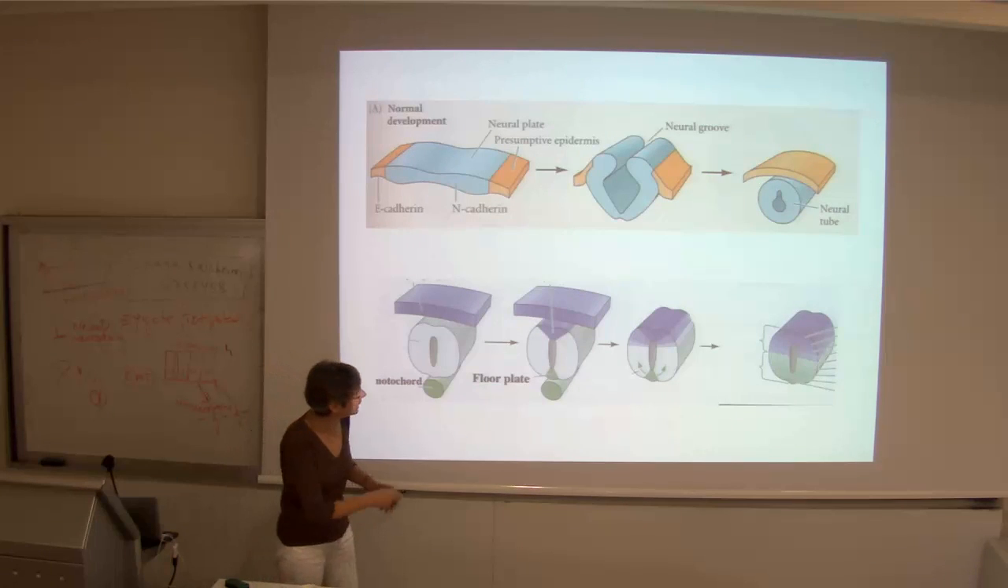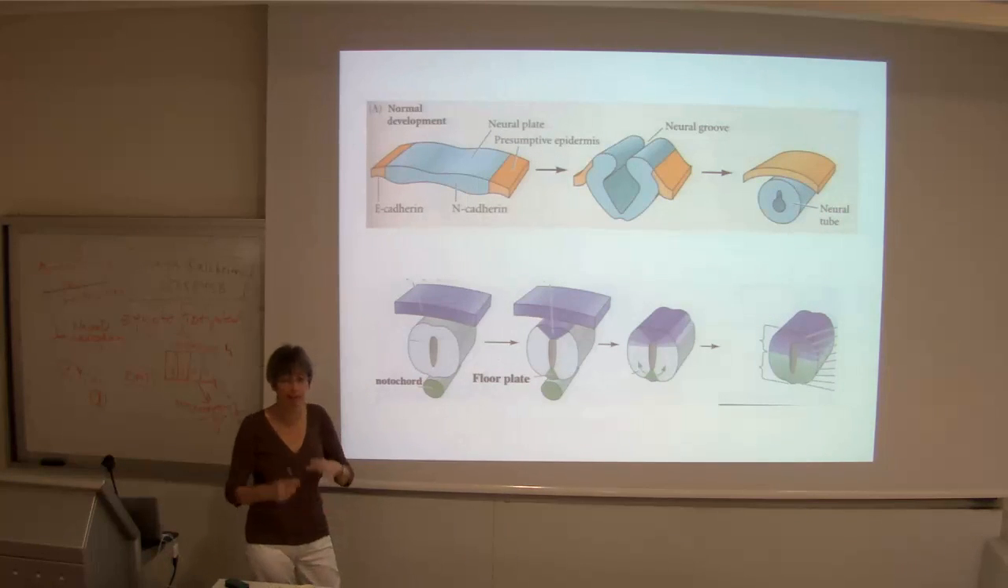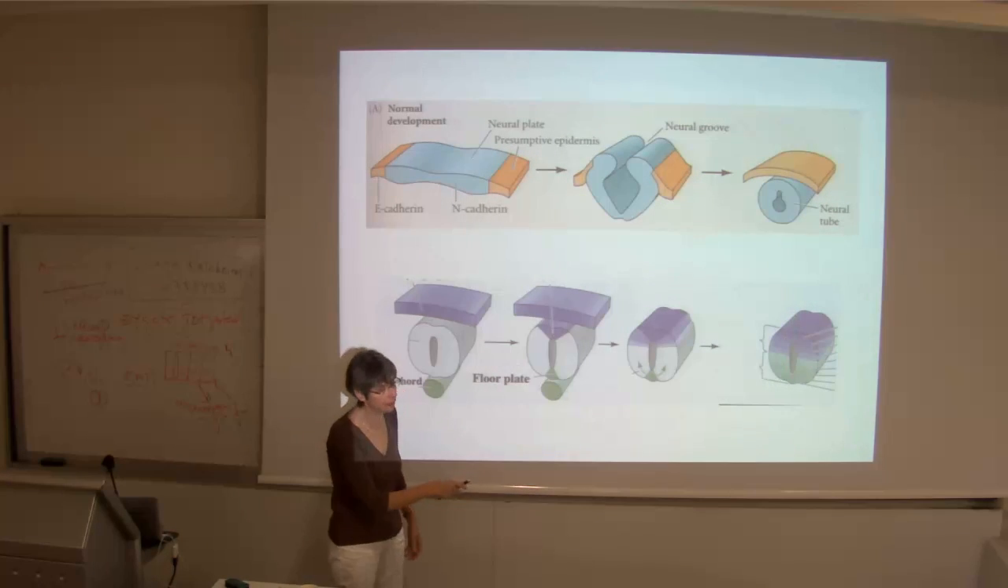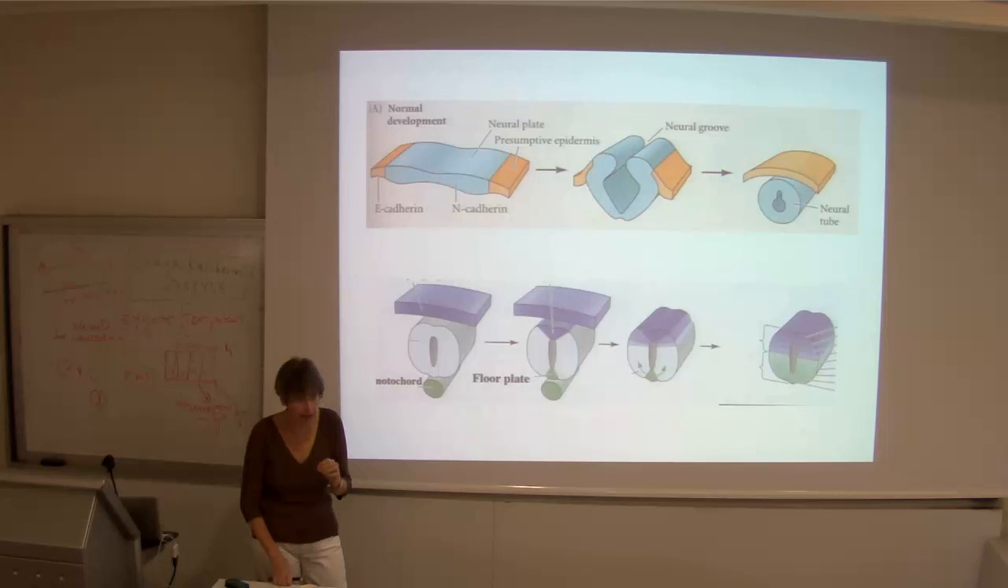So that this hollow tube, which is so simple at the beginning, will become separated into these different colors. These different colors are different cell types, are different neuronal types.